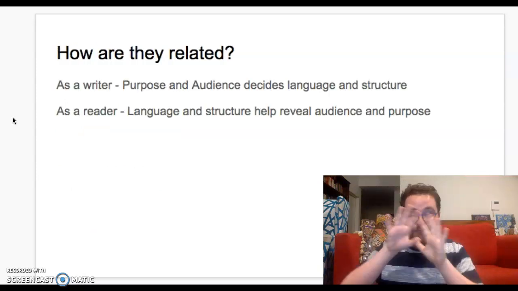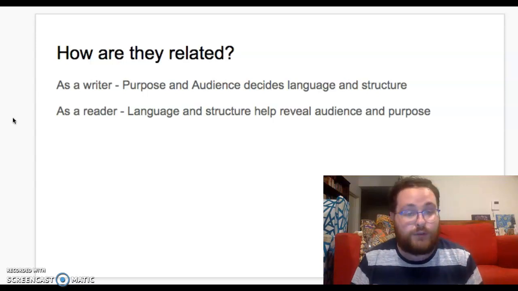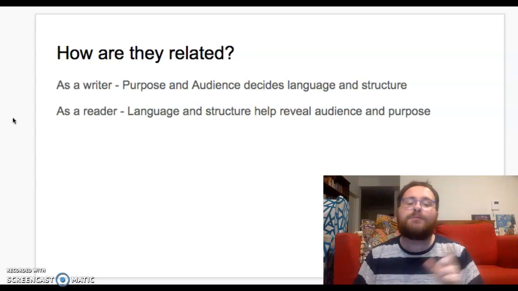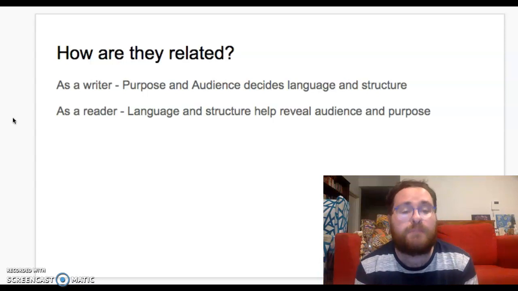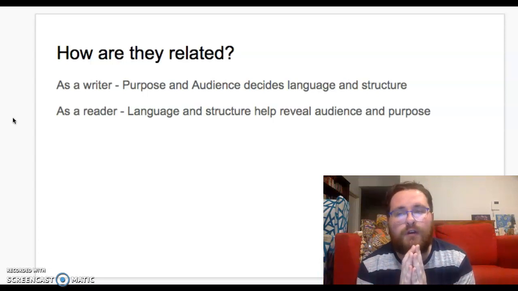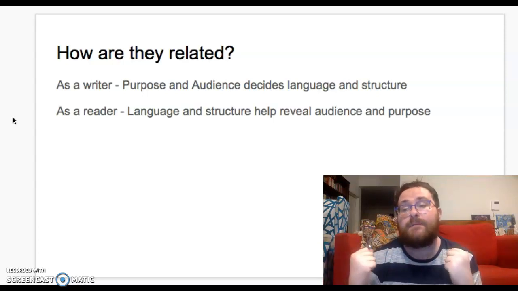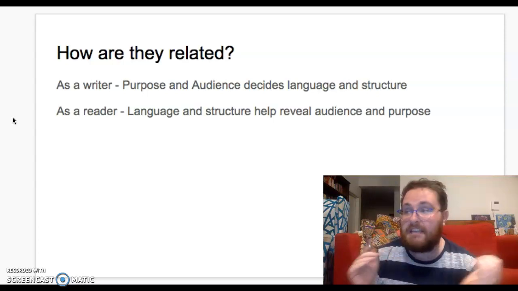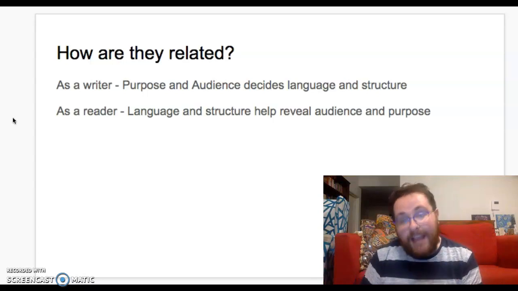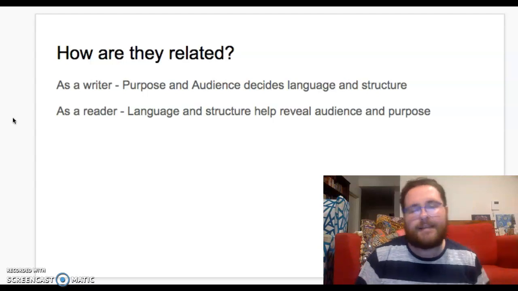So they're related in a very simple way. As a writer, purpose and audience decides the language and structure that you use. As a reader, the language and structure help to reveal the purpose and audience. So an example of this would be if you were writing an information text about climate change, and you pitched it to a high school student in year 7. Your language choices are not going to be the same if you pitch that same language to a HSC marker.